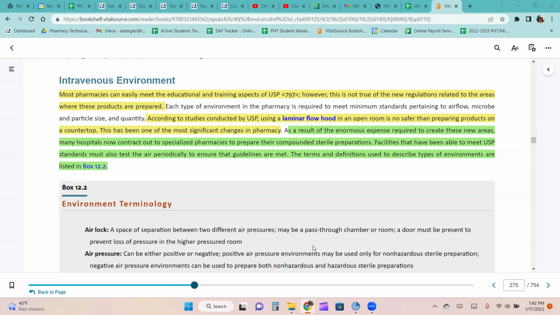As a result of the enormous expense required to create these new areas, many hospitals now contract out to specialized pharmacies to prepare their compounded sterile preparations. Facilities that have been able to meet USP standards must also test the air periodically to ensure that guidelines are met. The terms and definitions used to describe types of environments are listed in box 12.2.